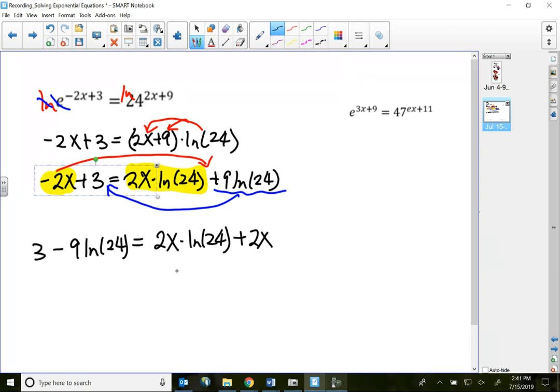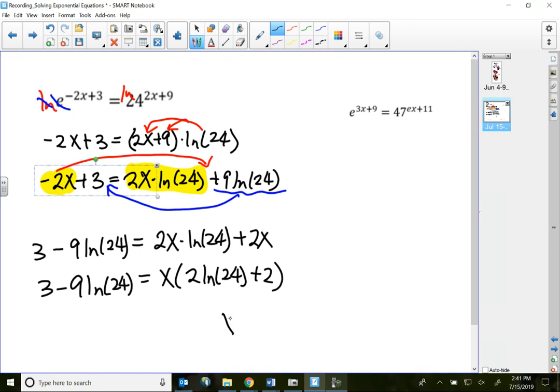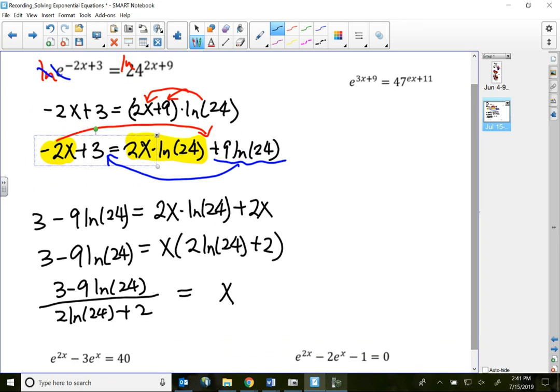I don't have to factor out the 2 here. I just need to factor out the x. So that'll be 2 times natural log of 24 plus 2, because I'm going to divide by this part as a coefficient here. So for my final answer, divide every term by the coefficient. My x will just be 3 minus 9 times natural log of 24, divided by 2 times natural log of 24 plus 2. Punch it in the calculator and see what you get, rounded to 4 decimal places.